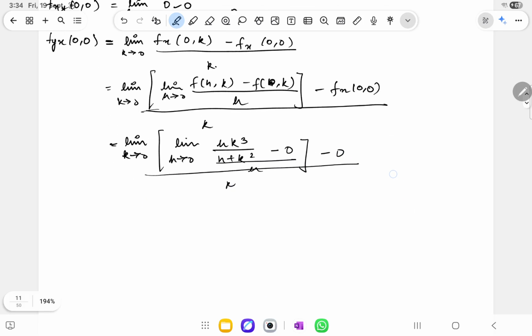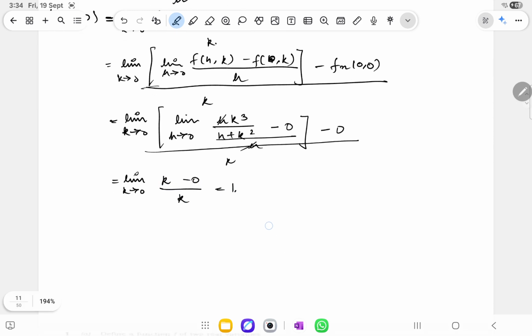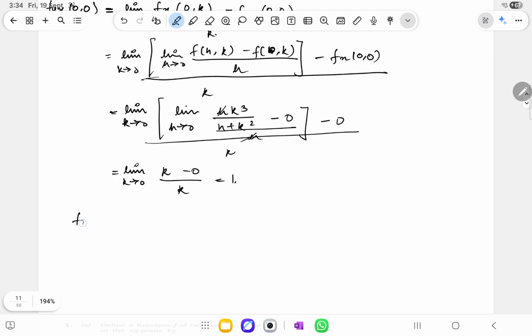So it will be the limit as k approaches 0, and if we solve it we'll get k. This h will balance out, and if we take the limit as h approaches 0 we'll get k minus 0 divided by k. So this limit turns out to be 1. So from here we get fxy(0,0) is not equal to fyx(0,0).